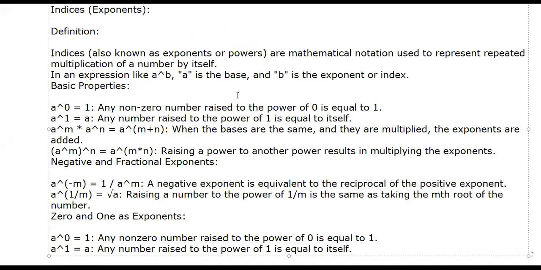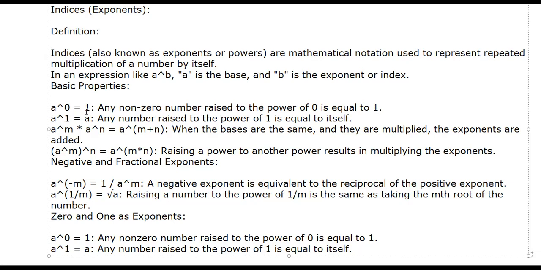So there are a few properties that you need to understand about indices. To start with, if you power any number to 0, it is going to be 1. Even if it's a letter, if you power it to 0, it will be 1. Number 2, if you power any number to 1, it is itself. So a to the power 1 is a, 5 to the power 1 is 5. You get that number itself.